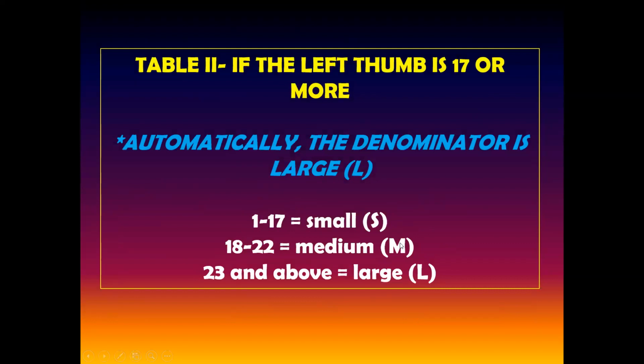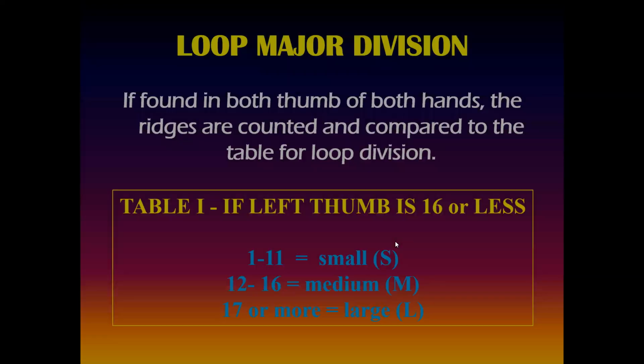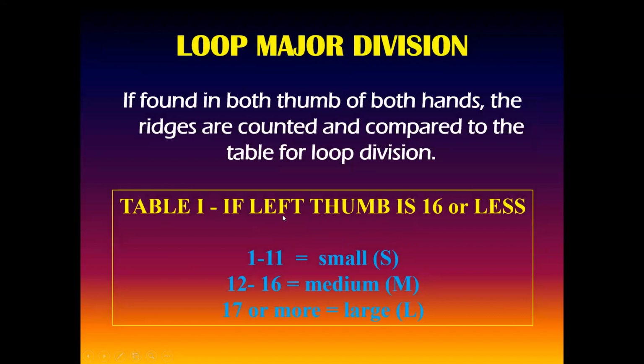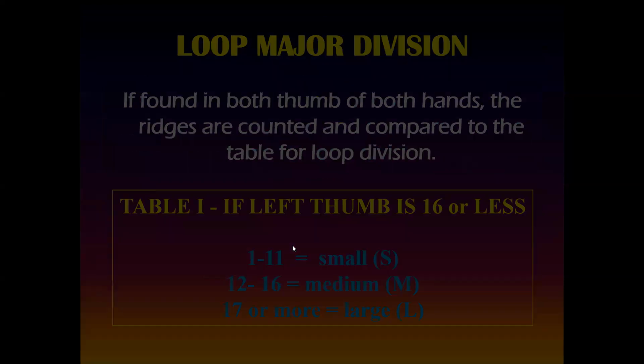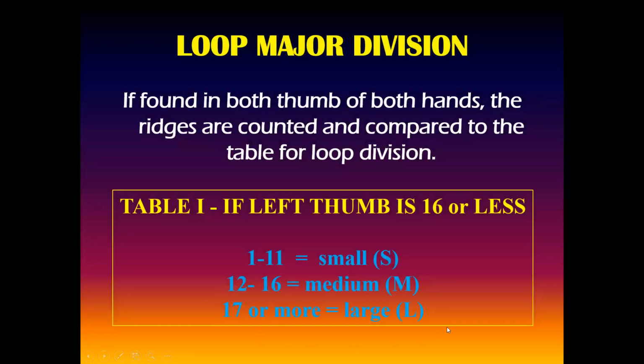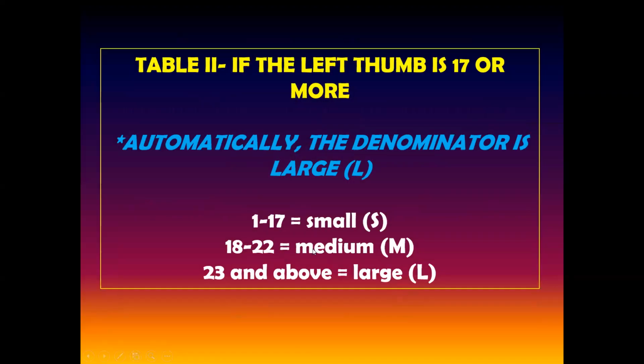Okay, so for the left thumb in the major division, again, this will set the tone for the right thumb. So again, if the left thumb is given the value of small or medium, you still use this table for the right thumb. If the left thumb is given the value of large, meaning it has 17 or more ridges, then we are going to use the second table.